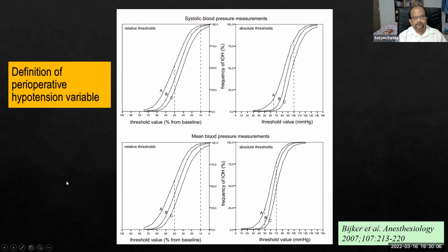depending upon how you define hypertension, whether as a certain decline from the baseline or as a certain absolute threshold value, depending upon whether you took systolic blood pressure measurements or whether you took mean arterial blood pressure measurements, the incidence of perioperative hypertension could be widely variable. And 15 years down the line, nothing much really seems to have changed.